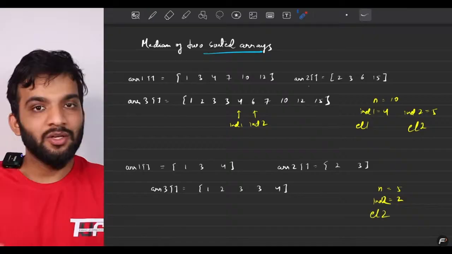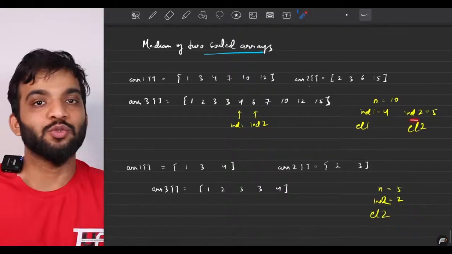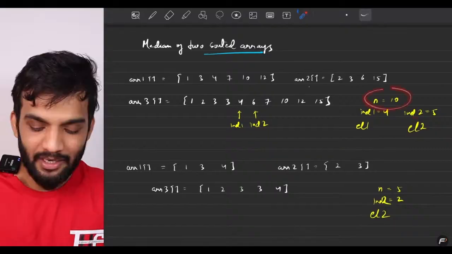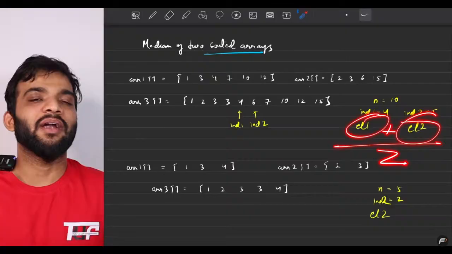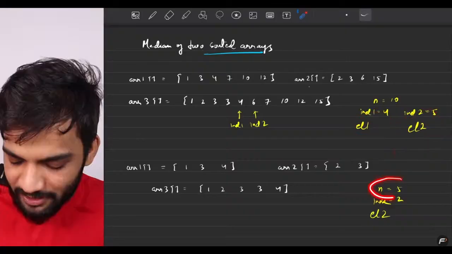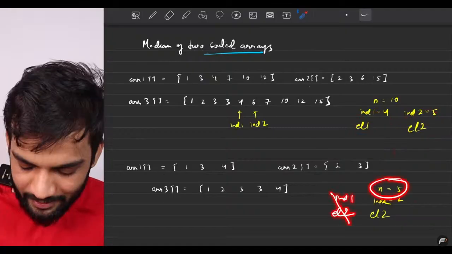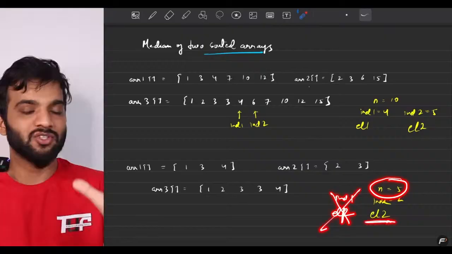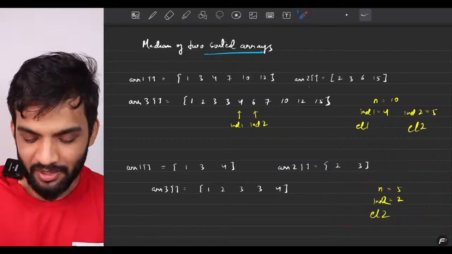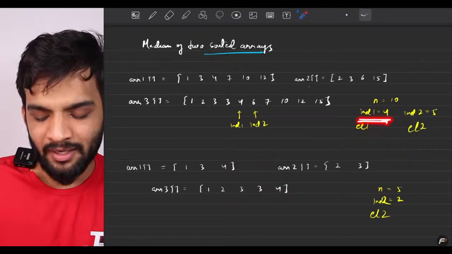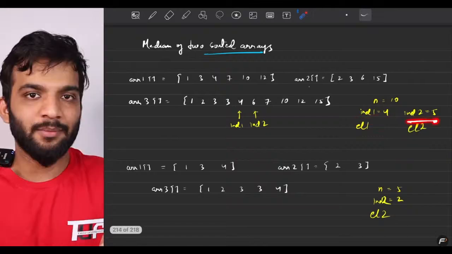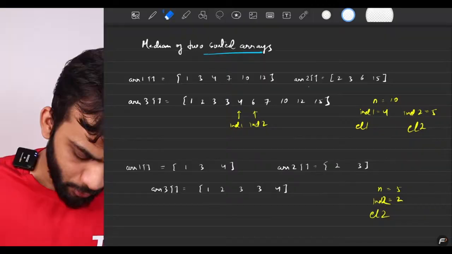So what I'll try to do is find index 1 and index 2. In case n is even, I take both of these elements, sum them and divide by 2. In case n is odd, I will have index 1 and element 1, but I'll discard it, and I'll just take element 2. That will be my answer. So let's quickly try to merge, and in the process, try to find the fourth index element and the fifth index element, that is index 1 and index 2. So we will not be merging it.